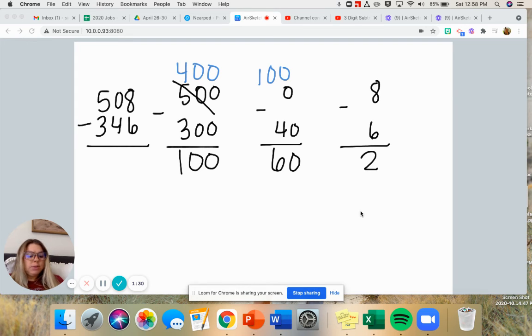Now, if you see, we have 3 numbers down here. We have 100, 60, and a 2. That's great, but we need to condense it, make it smaller to be a standard form number. So we're going to take this expanded form number of 100 plus 60 plus 2 and write it in standard form, which is really 162. And that is our answer.